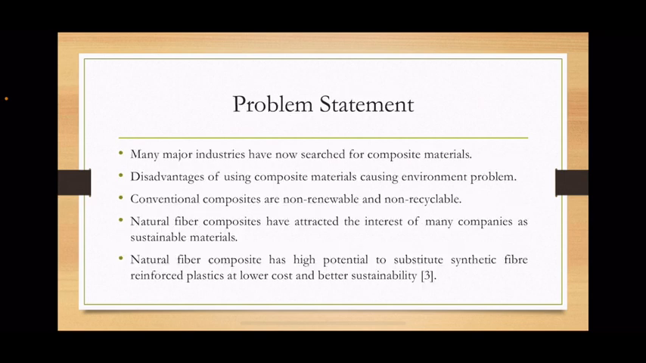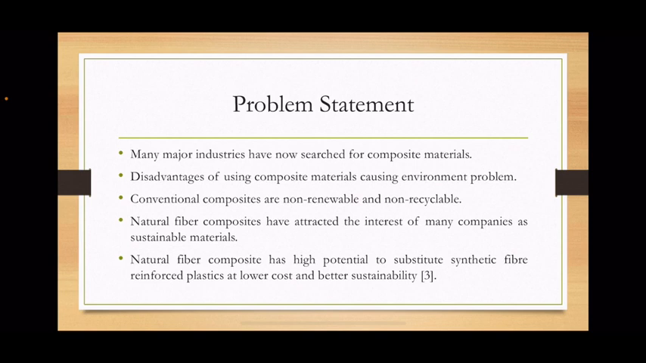Many major industries have now searched for composite materials such as concrete and so on. So the disadvantage of using composite material is causing environmental problems like pollution and so on. Conventional composites are non-renewable and non-recyclable. So natural fiber composite have attracted the interest of many companies as a sustainable material.